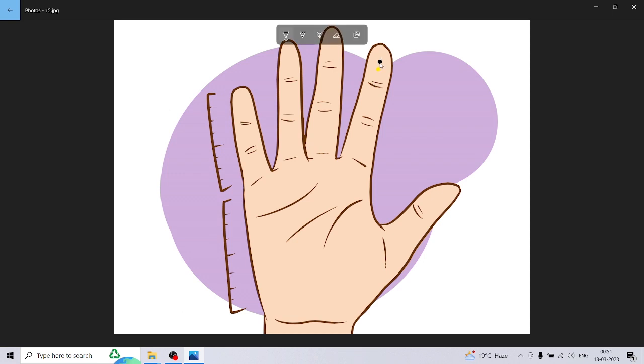So this finger is the index finger, and below the index finger, this whole area is the mount of Jupiter. You have to make the symbol that I showed you earlier on the mount of Jupiter with a yellow sketch pen.